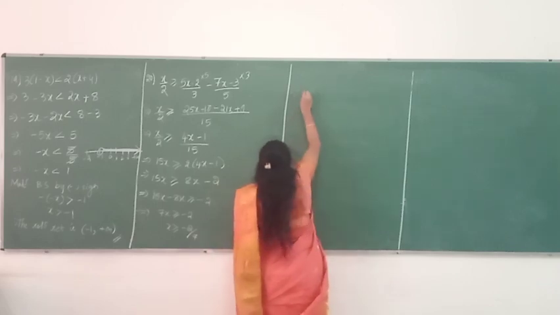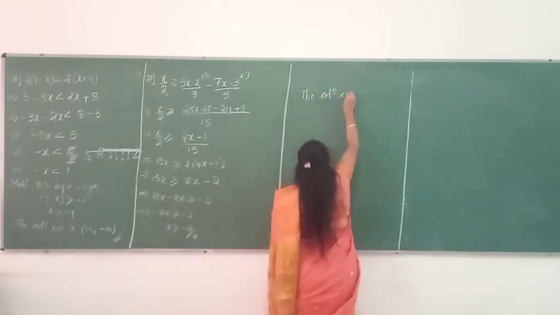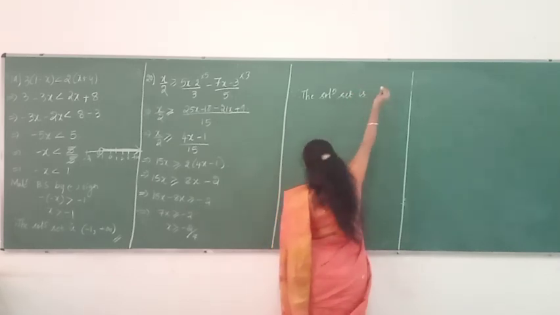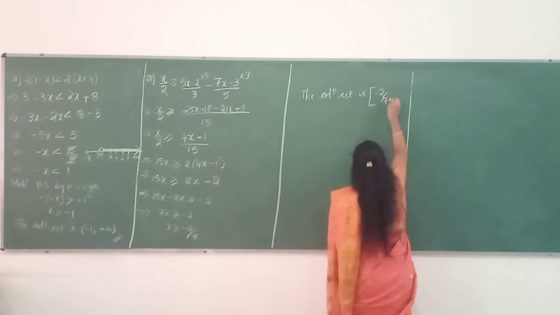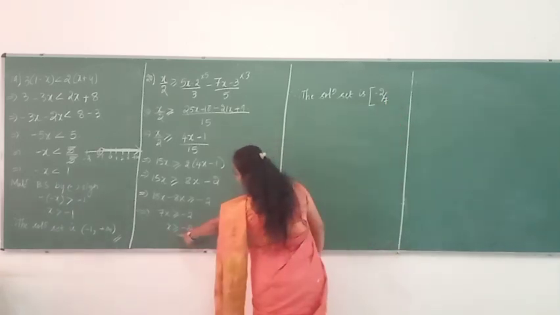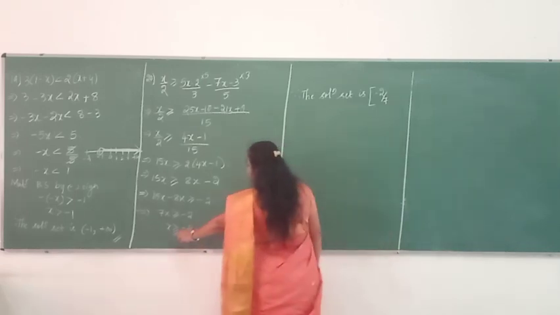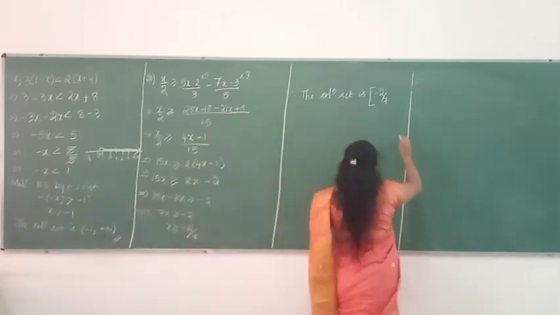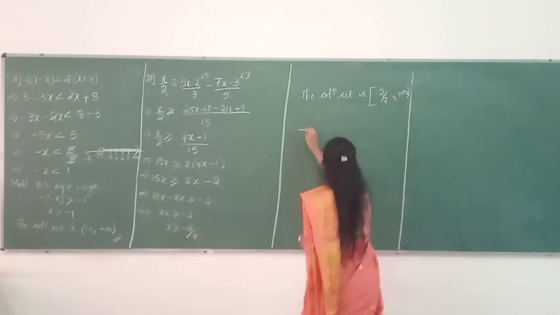Therefore, the solution set is the closed interval minus 2 by 7. Why closed interval? As it is greater than or equal to. If it was greater than, we would have considered only open interval. So it is moving towards plus infinity. So it will be open interval.